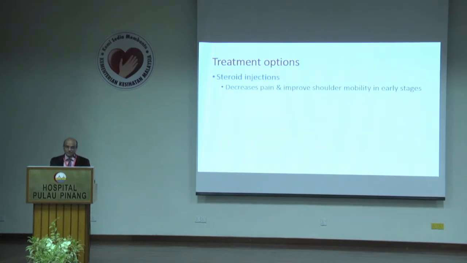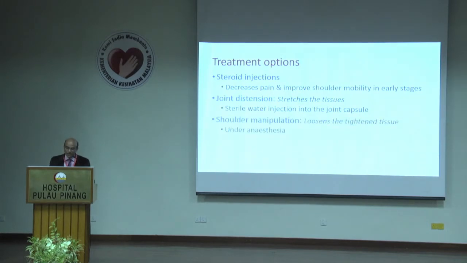Most commonly, it is the steroid injections. There are certain joint distensions which are done to increase the stretchability of the tissues. Shoulder manipulations are done under anesthesia so that the tightened tissue is loosened. Shoulder arthroscopy is generally done to make sure all the adhesions are released. But the most effective of all of them is probably a shoulder block, which will provide painless physical therapy and to some extent mild manipulation of the shoulder joint as well.